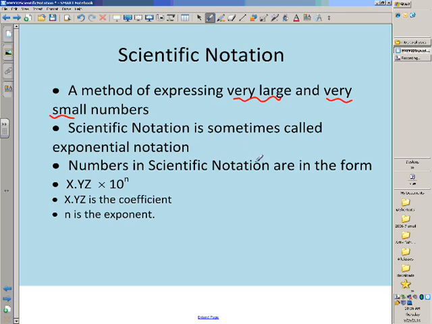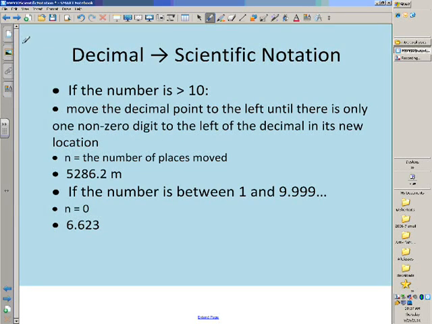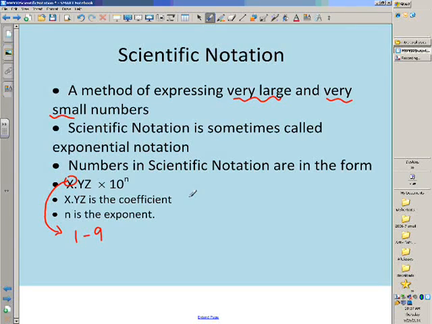And scientific notation numbers are in the form of x dot yz times 10 to the nth power, right? Now the x dot yz, the x is always going to be some number between 1 and 9. And that means that the coefficient has to be somewhere between 1 and 9.9999, as many nines as you can go. As long as it's somewhere less than 10, we're good on scientific notation.